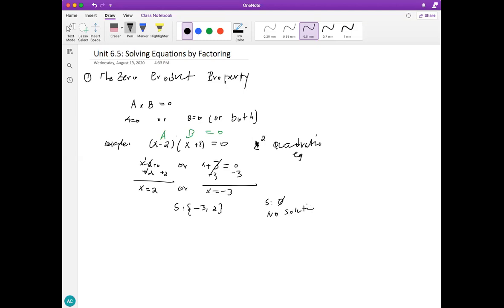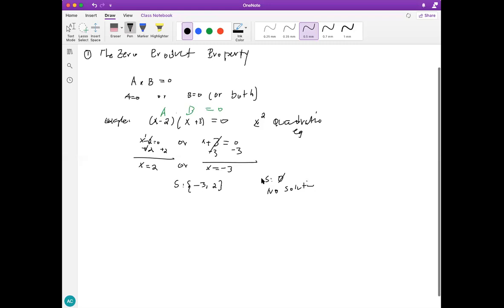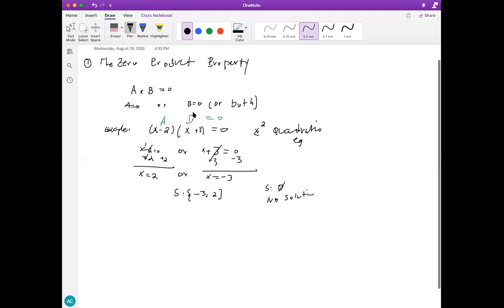Okay, so quadratic equations may have 2 solutions, sometimes 1 solution, or sometimes none. We'll talk about this later. That's basically the concept of solving quadratic equations by factoring using the zero product property. Again, when 2 things multiplied and the product is 0, that means one of those things or both are 0. And whenever you have a product like this, you can split it into smaller equations.